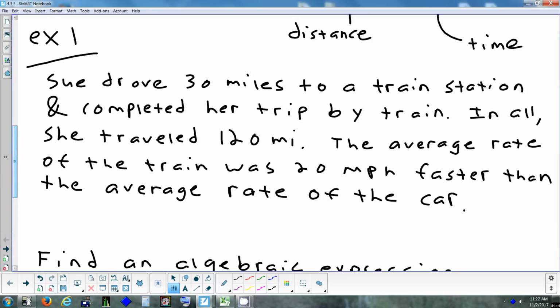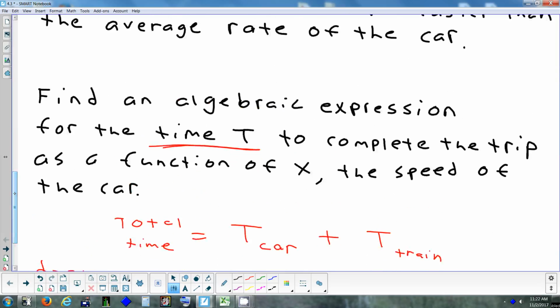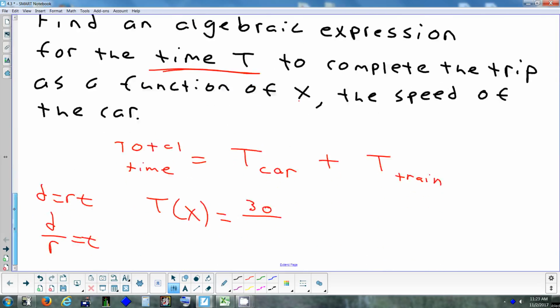What was the distance she traveled in the car? 30 miles. What was the rate she traveled in the car? We don't know the exact rate, but they did tell us how to write it. What's the speed of the car? How did they say to write the speed of the car? As x. They said x is the speed of the car.